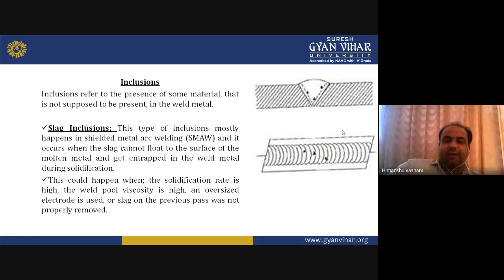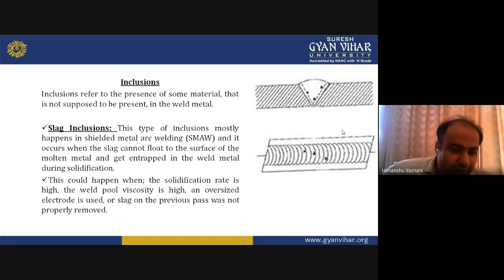You can say the slag cannot float to the surface of the molten metal. While pouring the molten metal, the earlier inclusion material is not able to get removed. So when you pour the molten metal and after cooling, it shows that these inclusions are trapped in the weld metal during solidification.